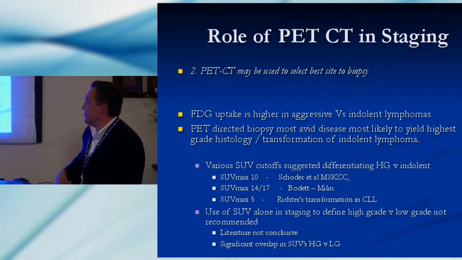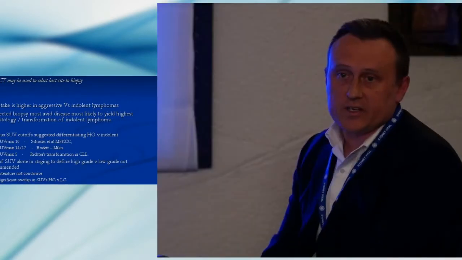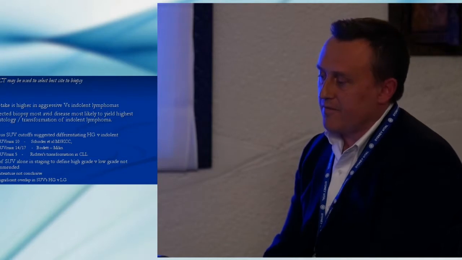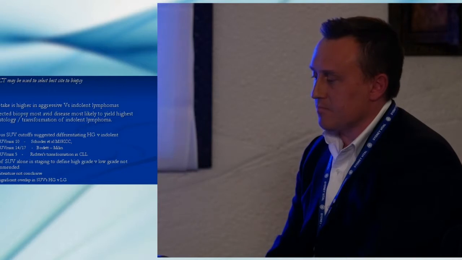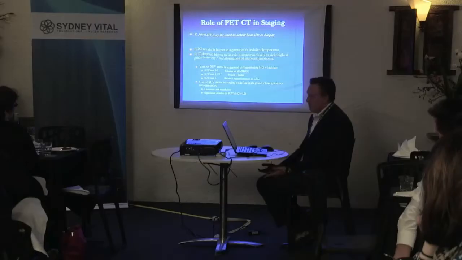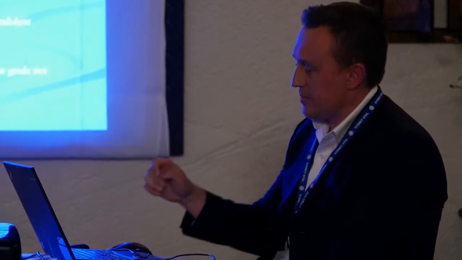Various SUV cutoffs have been suggested for differentiating high grade versus low grade. The study out of Memorial Sloan Kettering suggested an SUVmax cutoff of 10, but there have been other studies that have looked at the same differentiation, and they've come up with different cutoffs. So the literature is not conclusive, and at the moment, the use of SUV alone in staging to define high grade versus low grade is not recommended, but in terms of using it to pick the best site to biopsy, it is a useful tool.